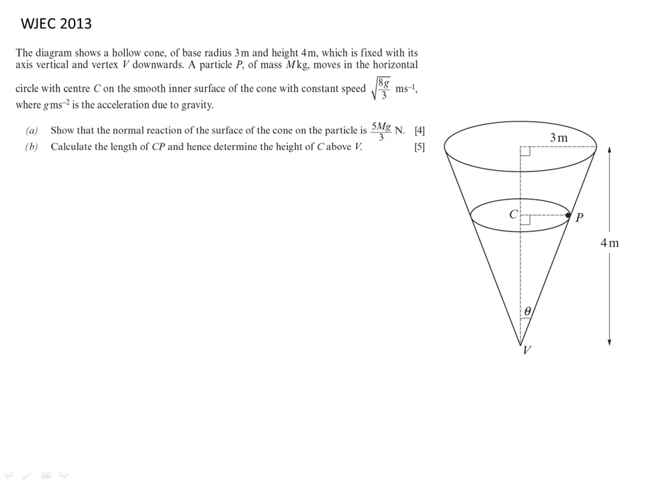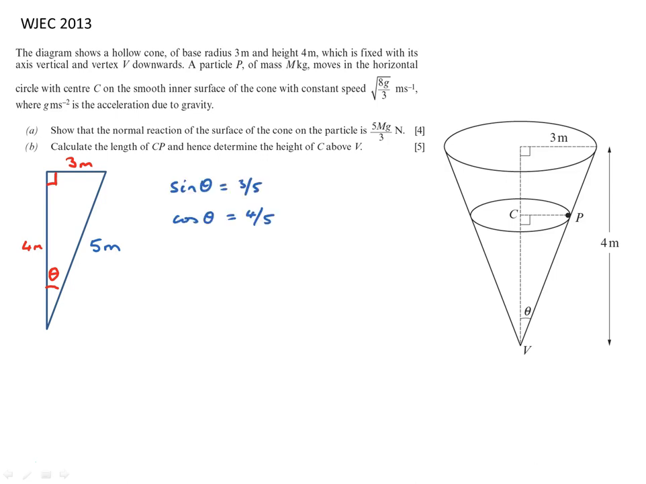So we'll start off by drawing a diagram quickly to deal with the trigonometry and geometry of the situation. The height of the cone is 4 meters. The radius of the cone is 3 meters. So the angle theta satisfies tan theta equals 3/4. And Pythagoras also gives us our hypotenuse of 5 meters, so that sine theta must equal 3/5 and cos theta must equal 4/5.